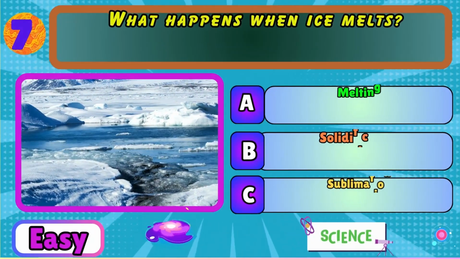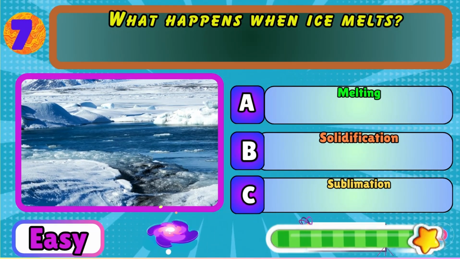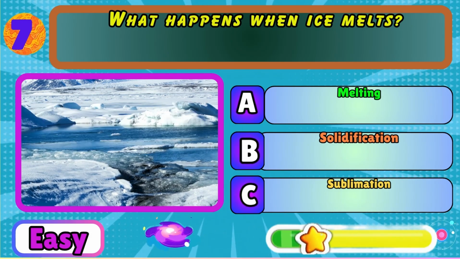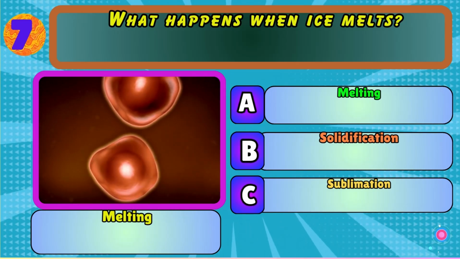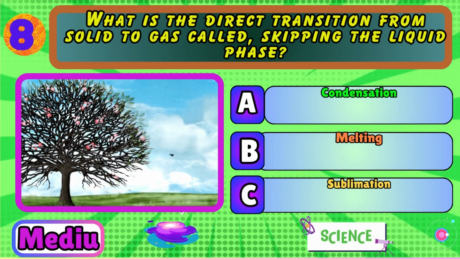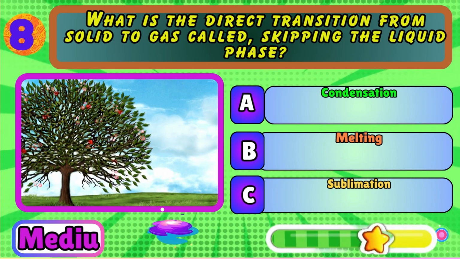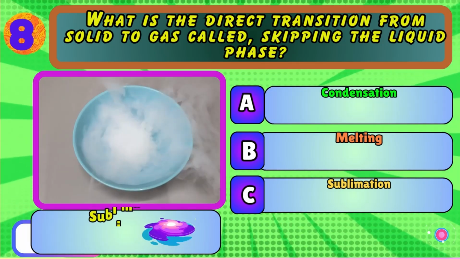What happens when ice melts? Melting, solidification, or sublimation? Melting. What is the direct transition from solid to gas called? Skipping the liquid phase. Condensation, melting, or sublimation? Sublimation.